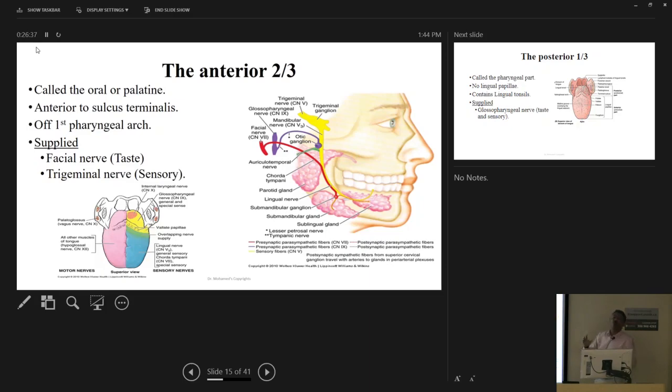So let's conclude this. The anterior 2/3 of the tongue, in terms of sensory: lingual nerve, V3, trigeminal. Done. In terms of taste: lingual nerve, chorda tympani, facial nerve. Did you get that? While the posterior 1/3 is done both in terms of sensory and taste by the glossopharyngeal. That's the 9th cranial nerve.